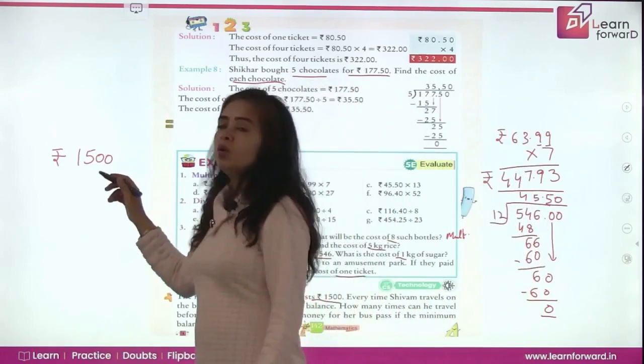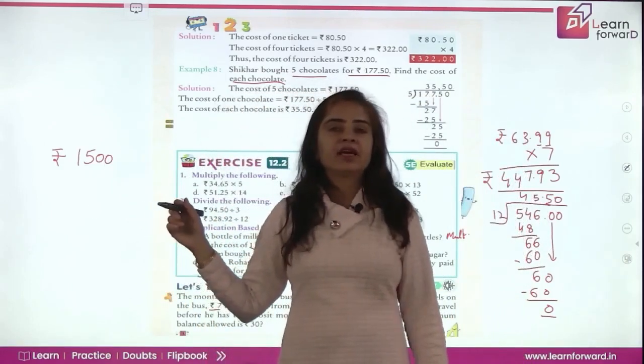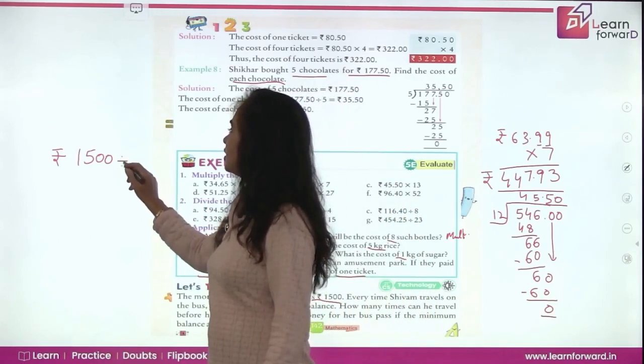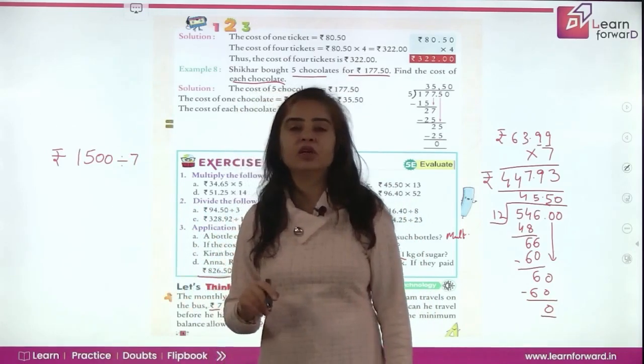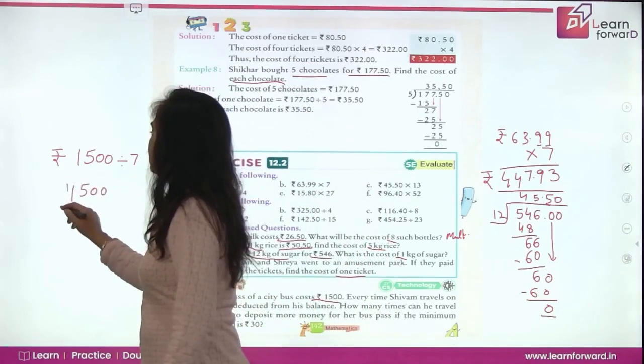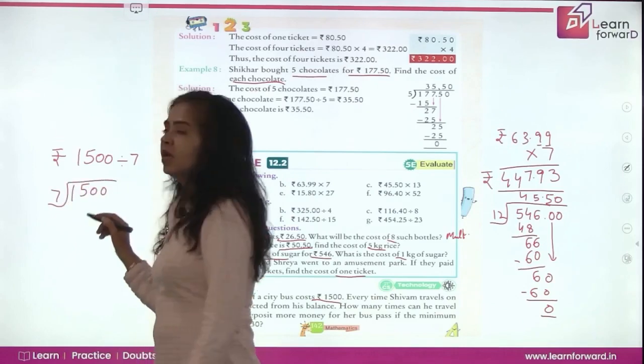Now, when you are doing repeated subtraction, what is it actually? Yes, it is division. So let us see how many times can he travel when he is getting rupees 7 deducted. Let's divide 1500 by 7. Even if some balance is there, we'll leave it.